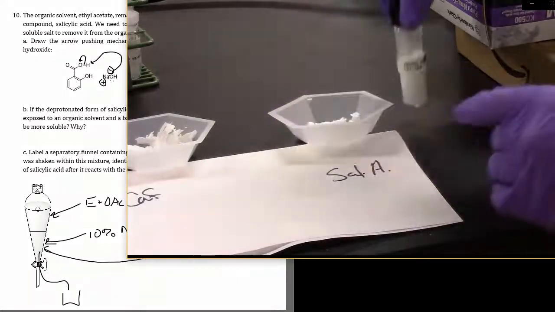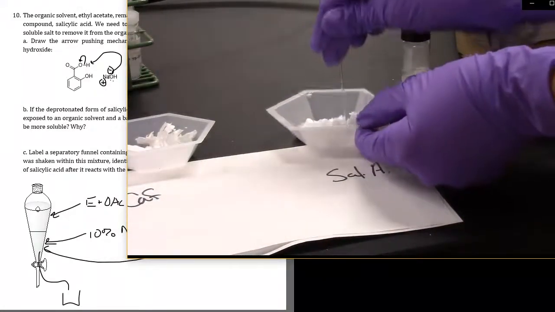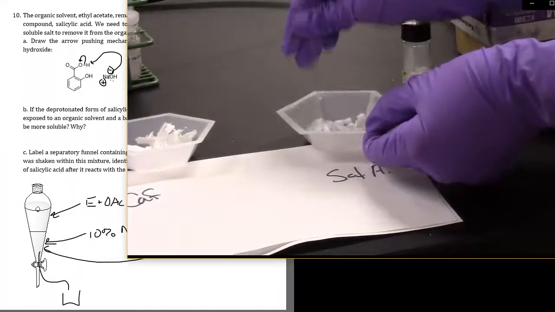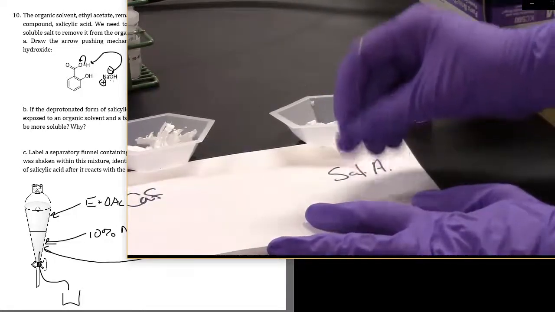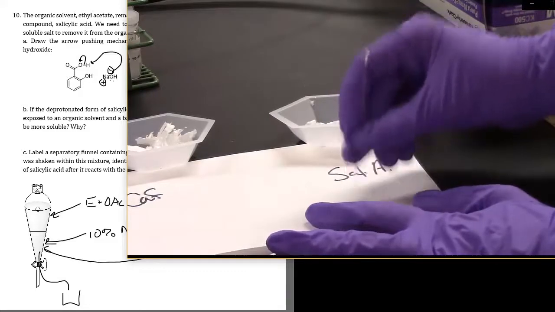Now we're going to put the cap back on the adipic acid and get a small sample of salicylic acid in our melting point capillary tube so we can assess the melting temperature for our salicylic acid sample.